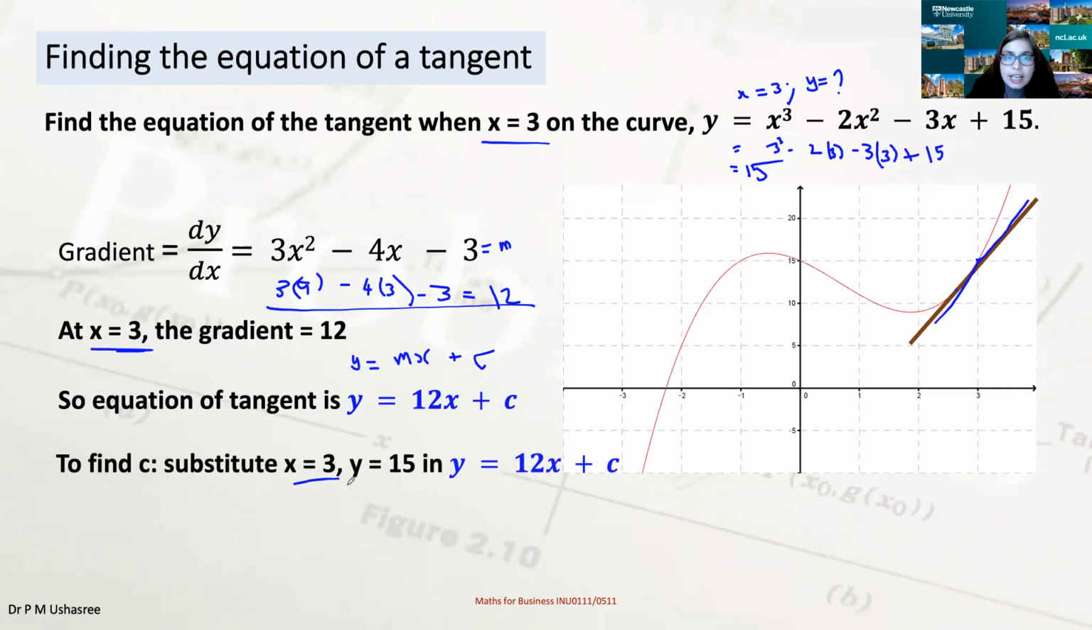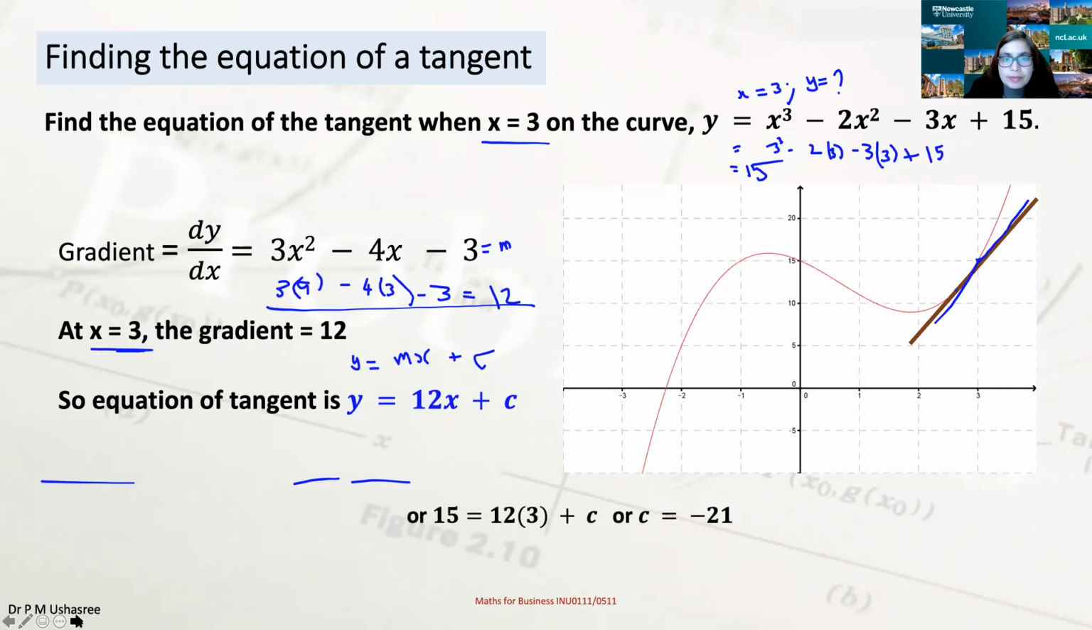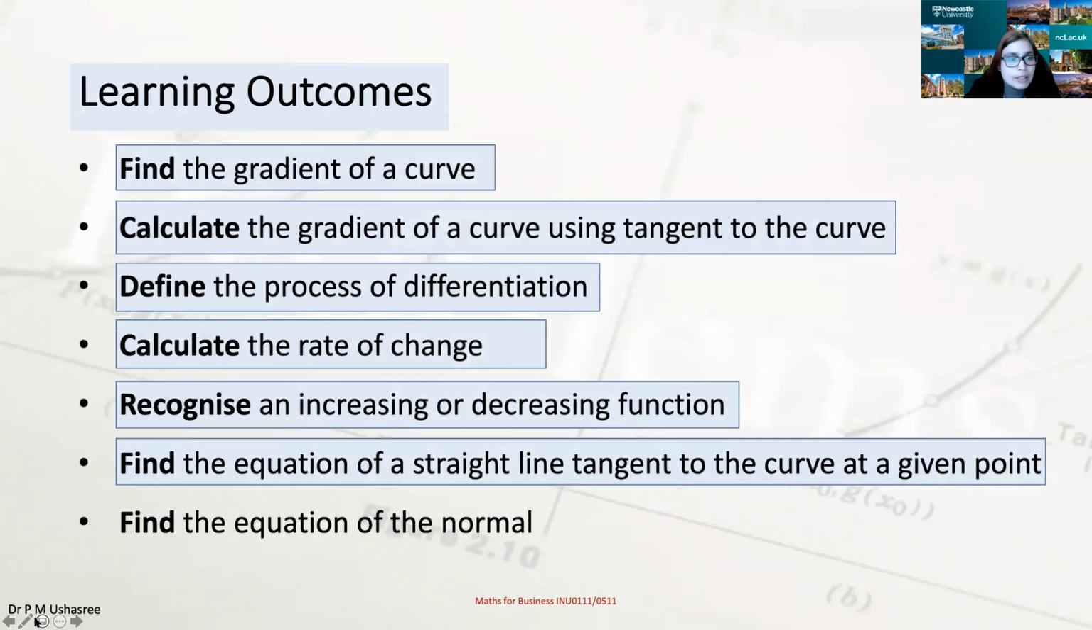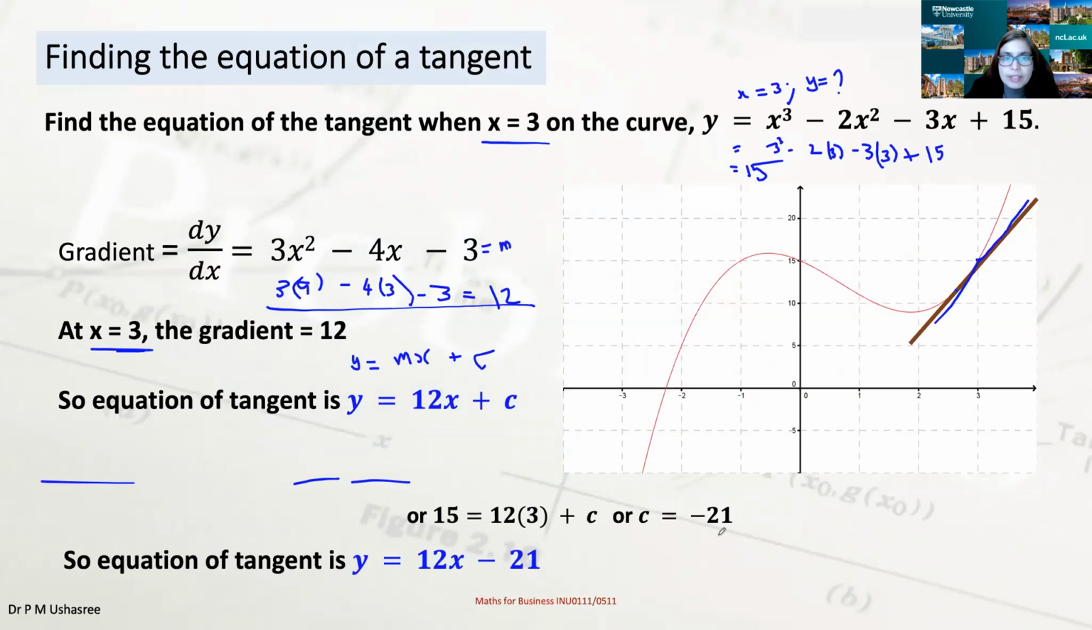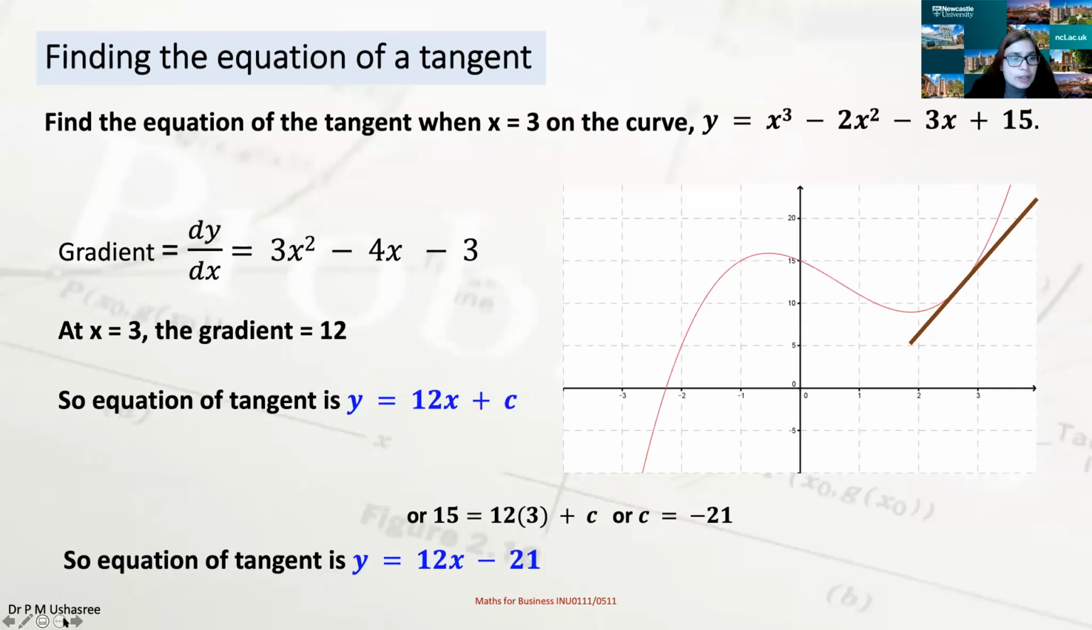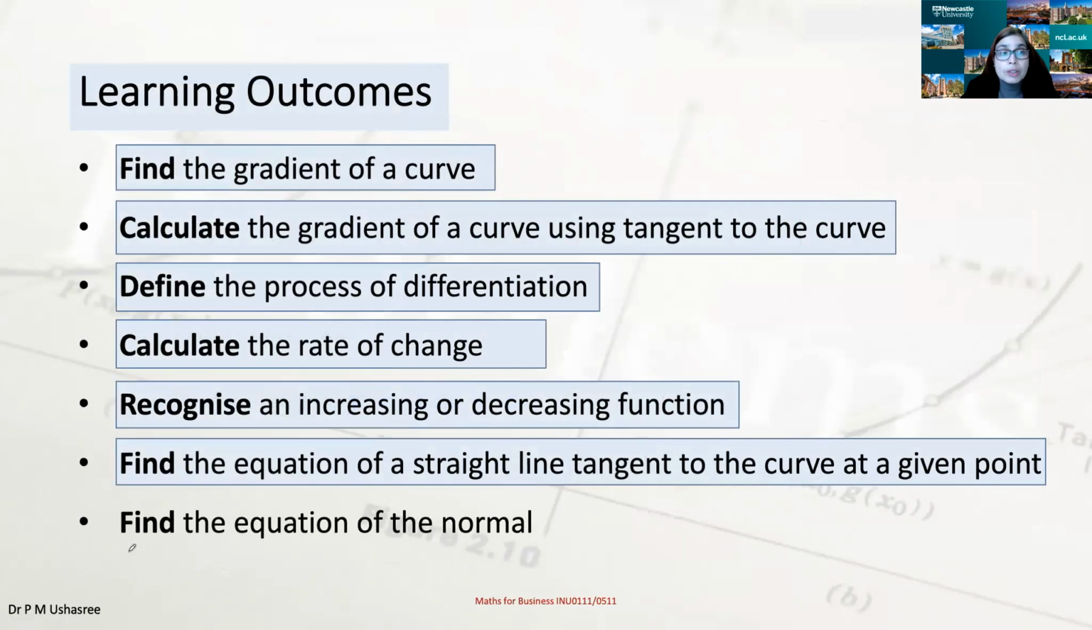So to find c, remember when we did the straight line equation, to find c, the y-intercept for this line, you have to substitute both and then find the value of c, which is minus 21, yeah. Okay, so the equation of the straight line is going to be y is equal to 12x minus 21. Okay, that's good, yeah.